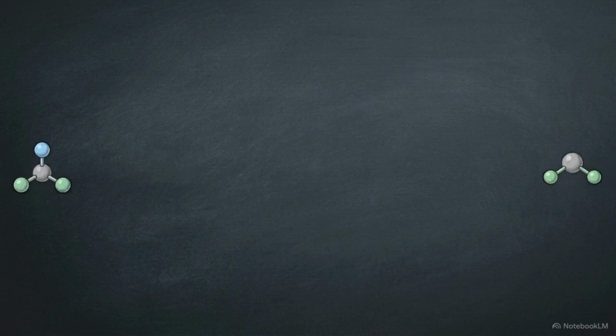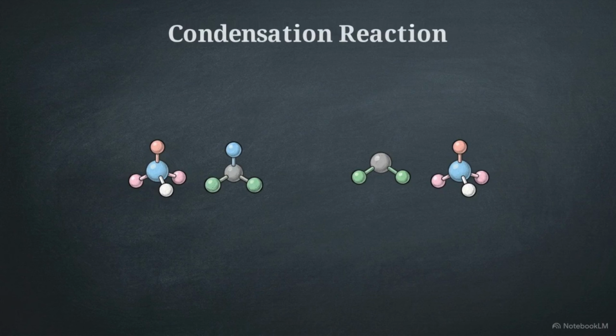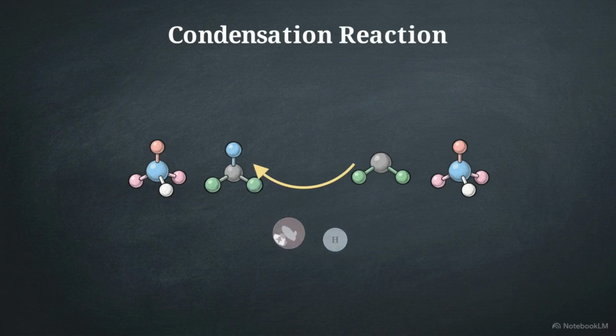To build a protein, we must link these monomers into a chain. This occurs via a condensation reaction, where the amino group of one molecule performs a nucleophilic attack on the carboxyl group of another.